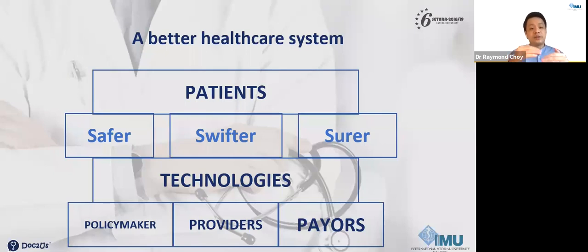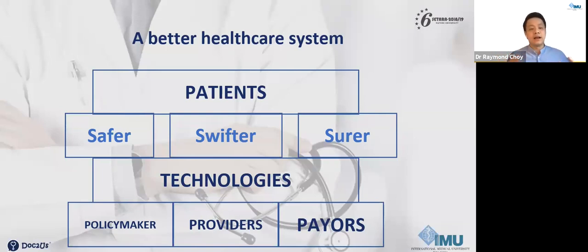And all this is provided by the 3 Ps here, right? So the policymaker, you need to really be more forward thinking. How can we provide the technologies, and enable the patient to engage with the healthcare providers in a more seamless, safer, swifter, surer approach, right? Likewise, the providers, the payer as well. So it's all integrated services that we're talking about, right?